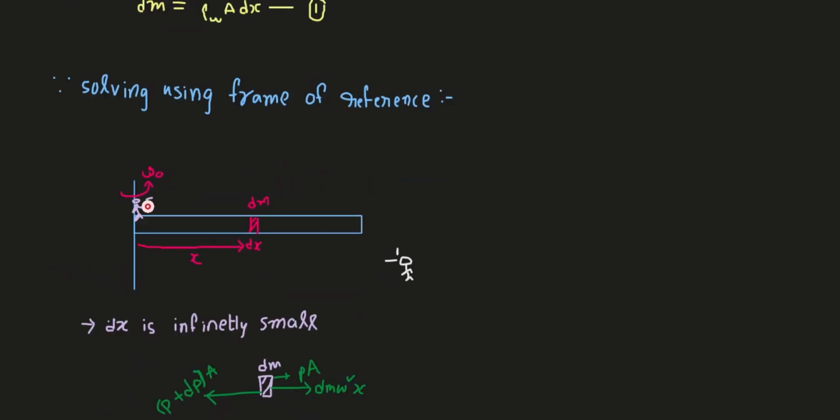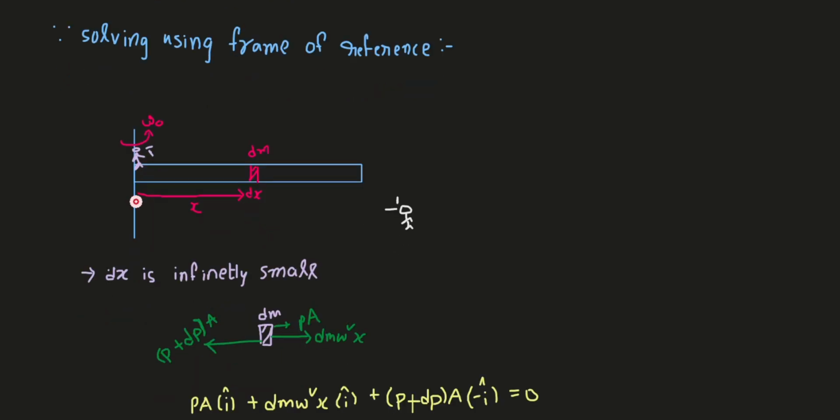For using the frame of reference here, we have to keep an observer on the rotational axis and watch the motion from there. For a ground observer, centripetal force will act inwards on this small element. For this observer, the centrifugal force will act outwards, so basically the pseudo force we have to give opposite to it. We have considered that element at a distance x from the axis.